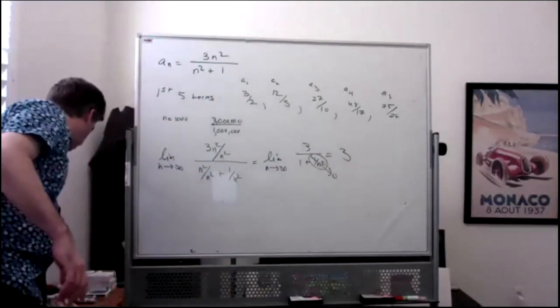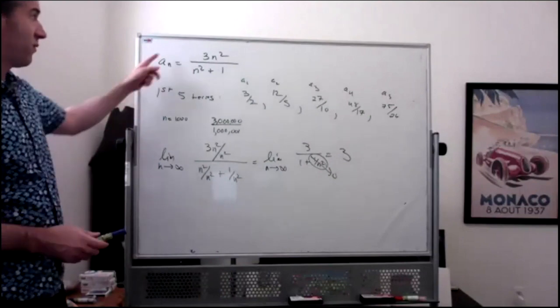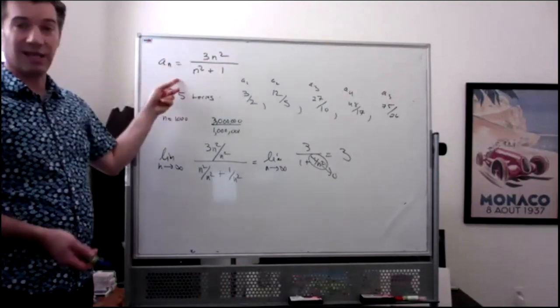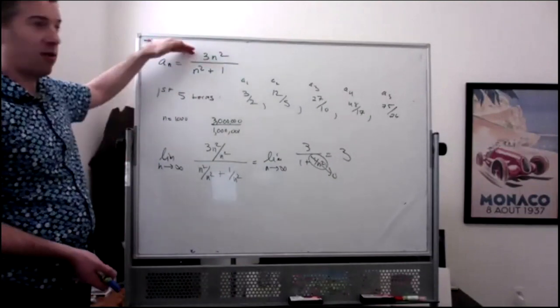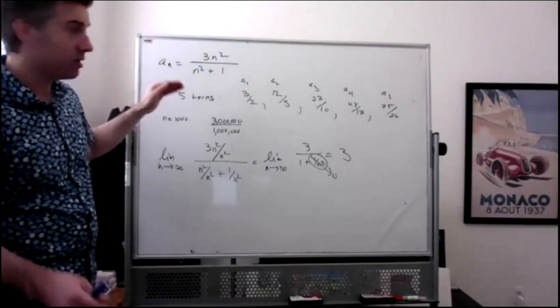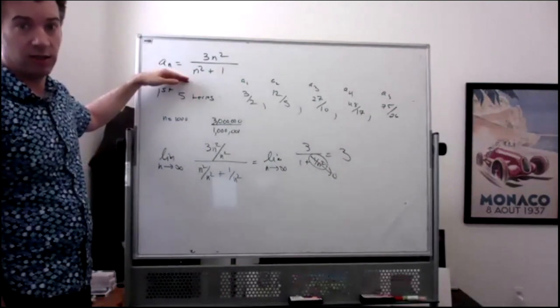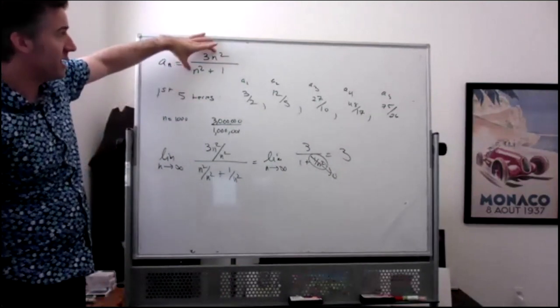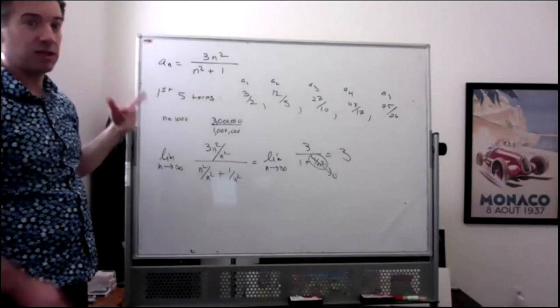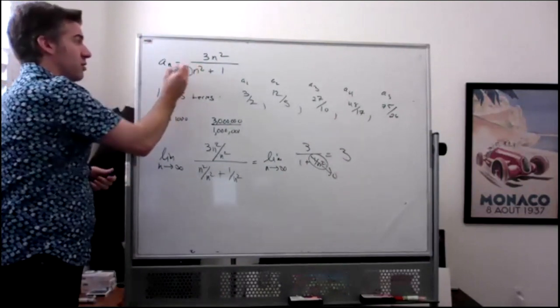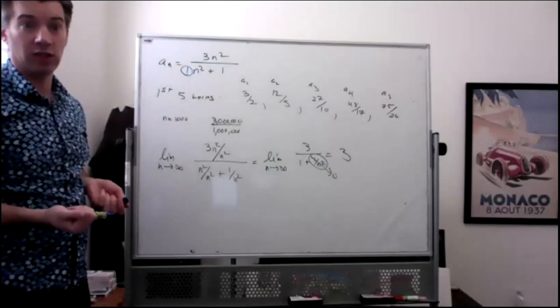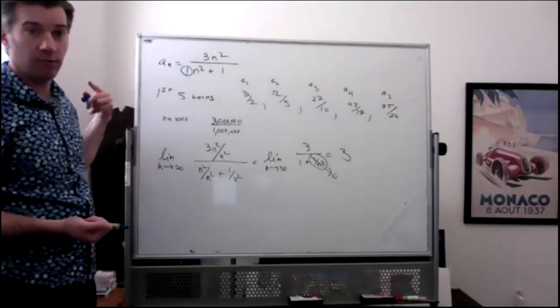So what we're going to see specifically for sequences like this, where it's powers of n or whatever your variable is over powers of whatever your variable is, if the degrees are the same, the limit's always going to be the quotient of the leading coefficients, in this case 3 over 1.